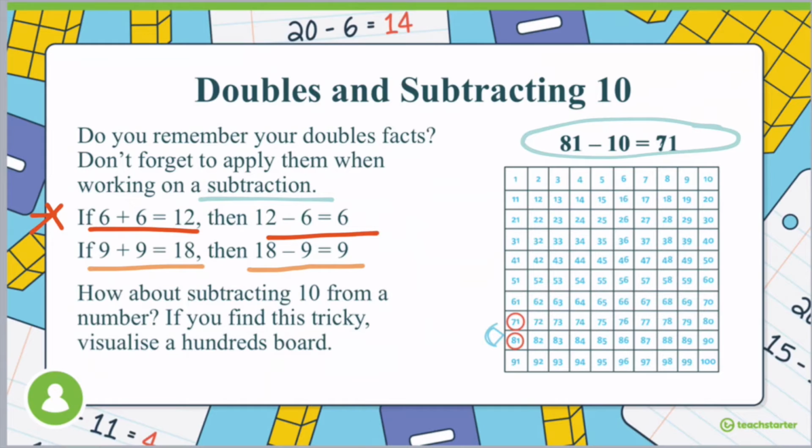How about subtracting 10 from a number? If you find this tricky, visualize the hundreds board. So we've got over here our 81, and we want to subtract 10 from it. So all we have to do is go up one column on the place value chart, which then over here is equal to 71.